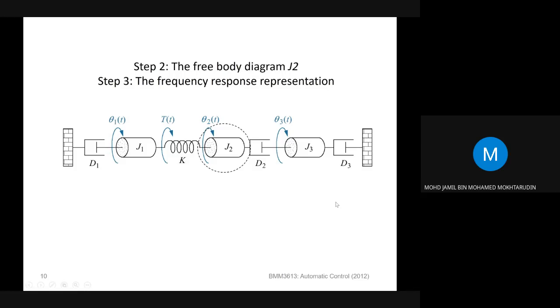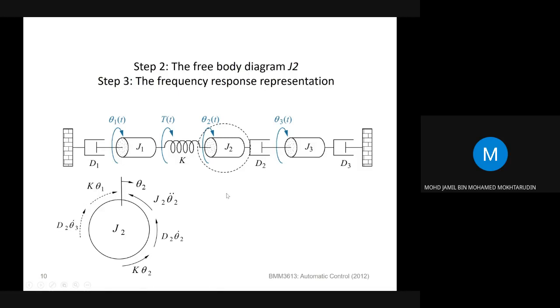And then for J2. So J2, you have spring and damper connected to J2. So first is the inertia. And then damper D2 theta 2 dot and spring K theta 2. And then the damper is also connected with theta 3 or J3. So you have a clockwise force from theta 3 from the damper. And also the spring is connected with J1. So you have K theta 1 acting clockwise. Okay, you can write the equation of motion.